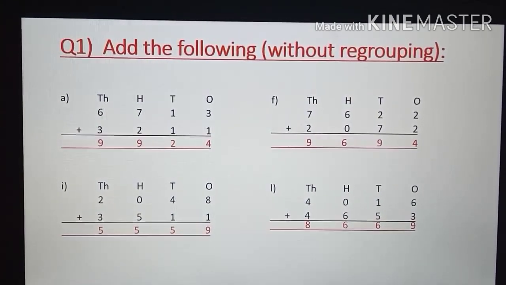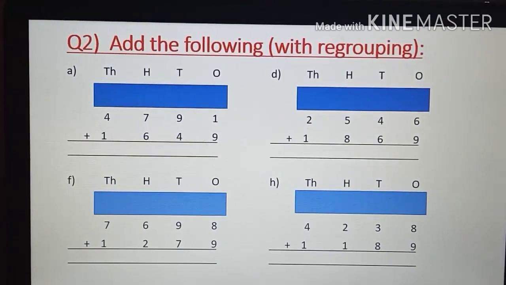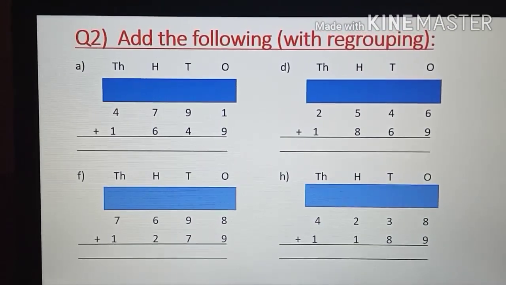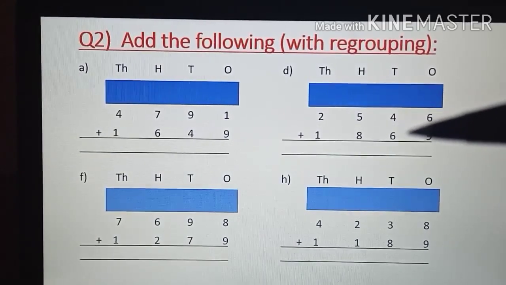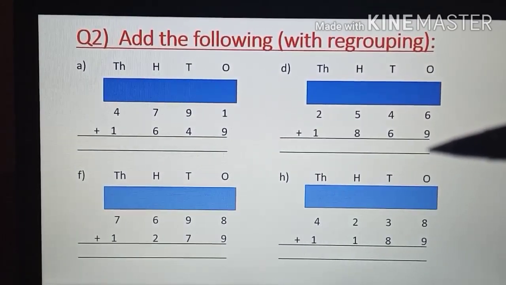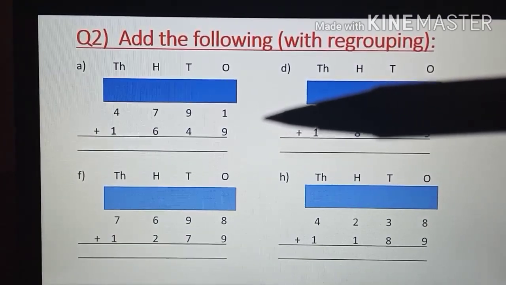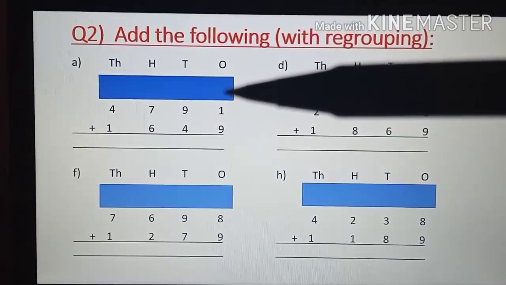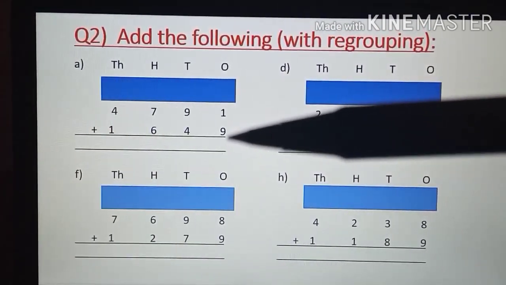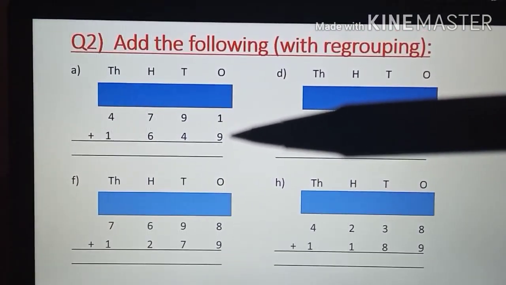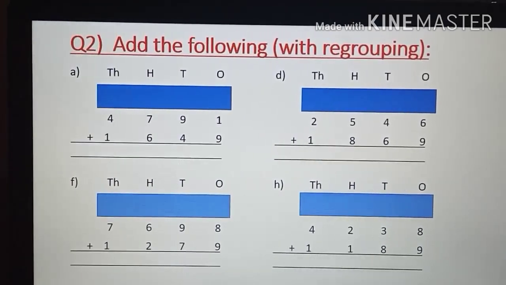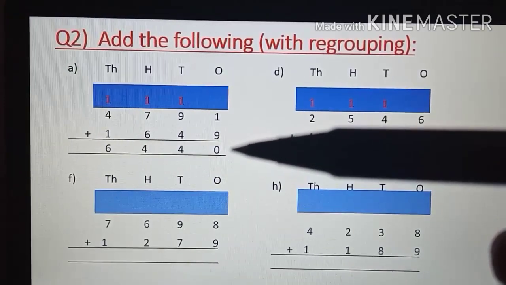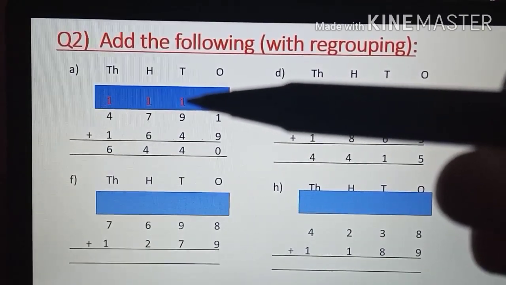Now we are coming to our question number 2. Add the following with regrouping. Okay. So I have again taken here questions A, D, question number F and H. Let's start from question number A. Here we will start from the ones column. Under the ones column we have digits 1 and 9. So 1 plus 9 is 10. Very good. So 10 is a 2-digit number. So you write here 0 and 1 we will carry over under the tens column.